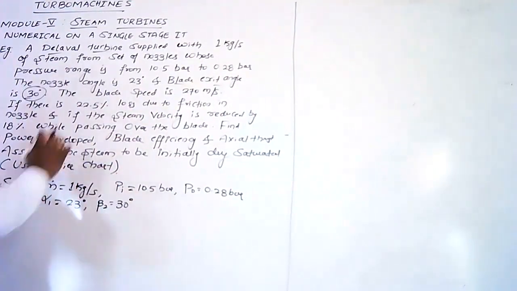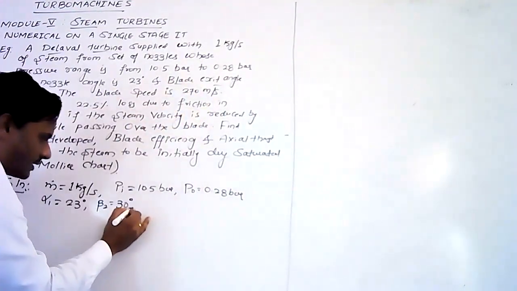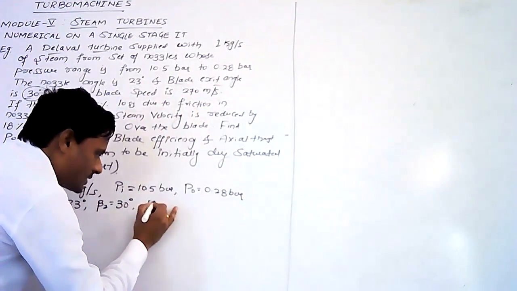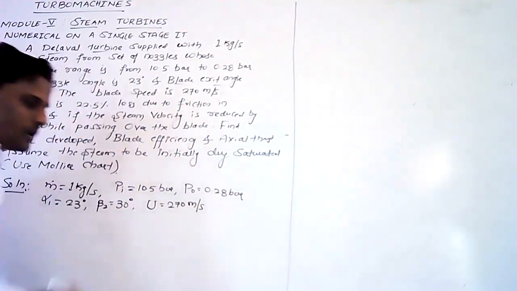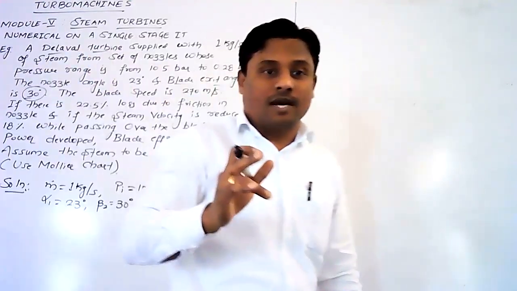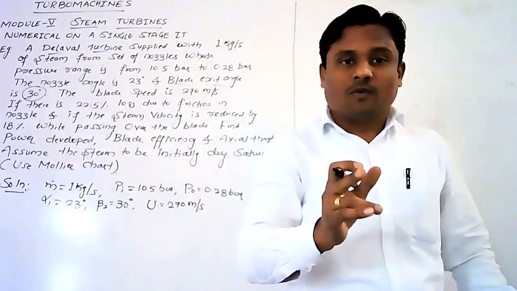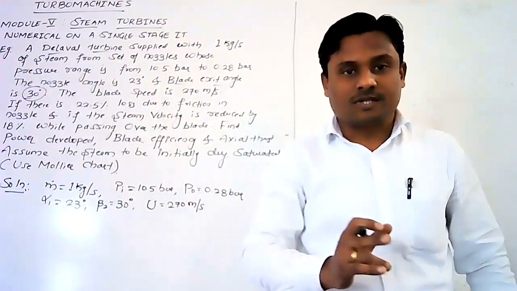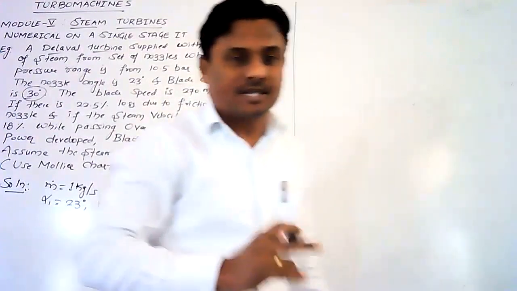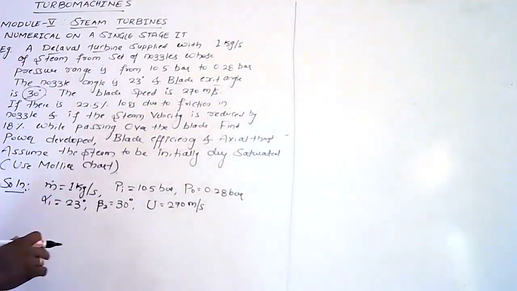Next, the blade speed is 270 meters per second. It is represented by U. The steam velocity at the exit of the nozzle is V1, whereas the velocity of the blade or the rotor velocity is represented by capital U, that is U equals 270 meters per second.